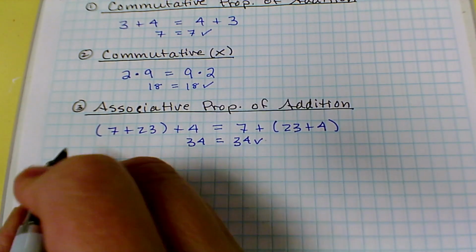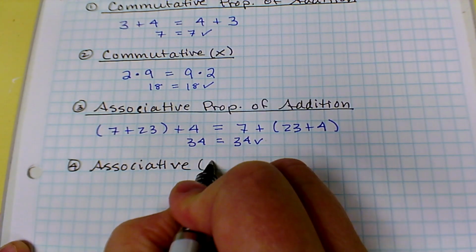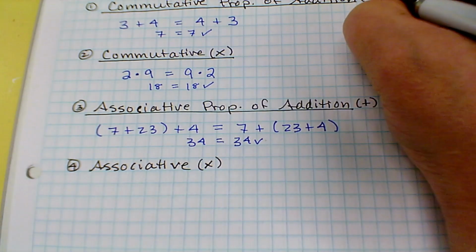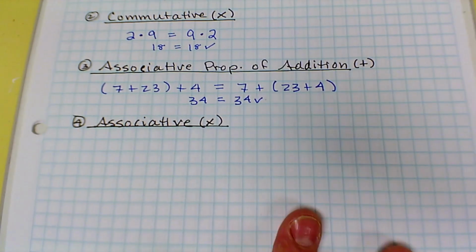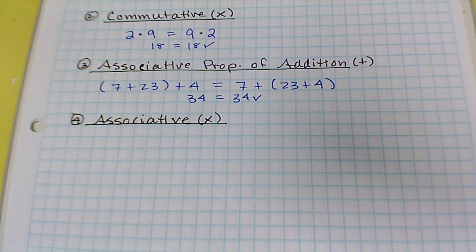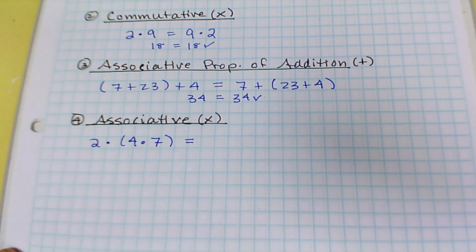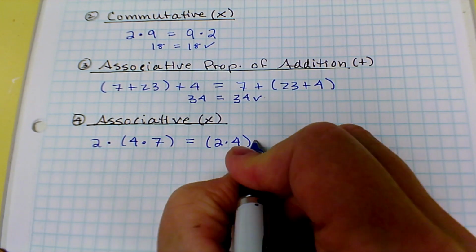All right, number 4, let's abbreviate this one. This is the associative property of multiplication. So for addition, you would put a plus in parentheses next to the word associative or commutative. And for multiplication, you'd put a times symbol. Associative property of multiplication says if you're multiplying 3 things together, you get to associate any of them that you want. So here we go. 2 times parentheses 4 times 7 is going to give you the same number as if you moved the parentheses around the 2 times 4.